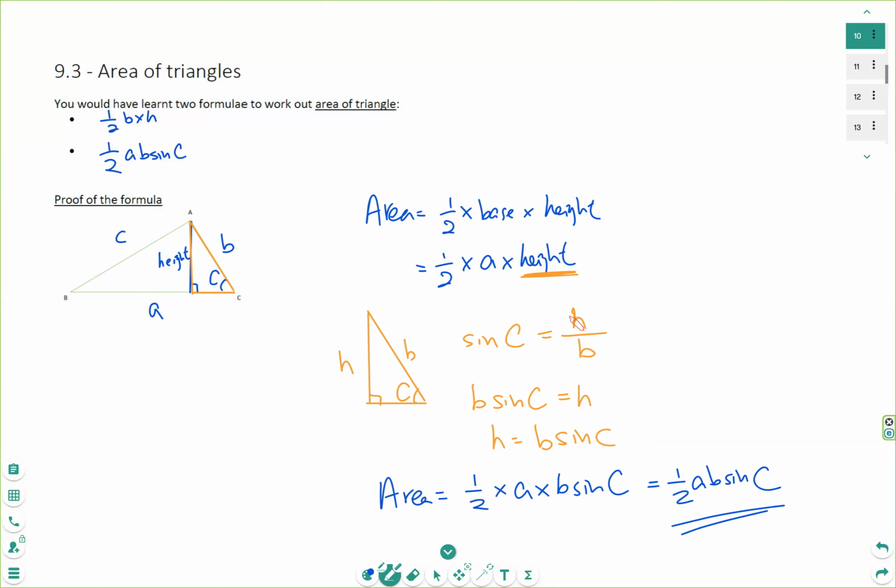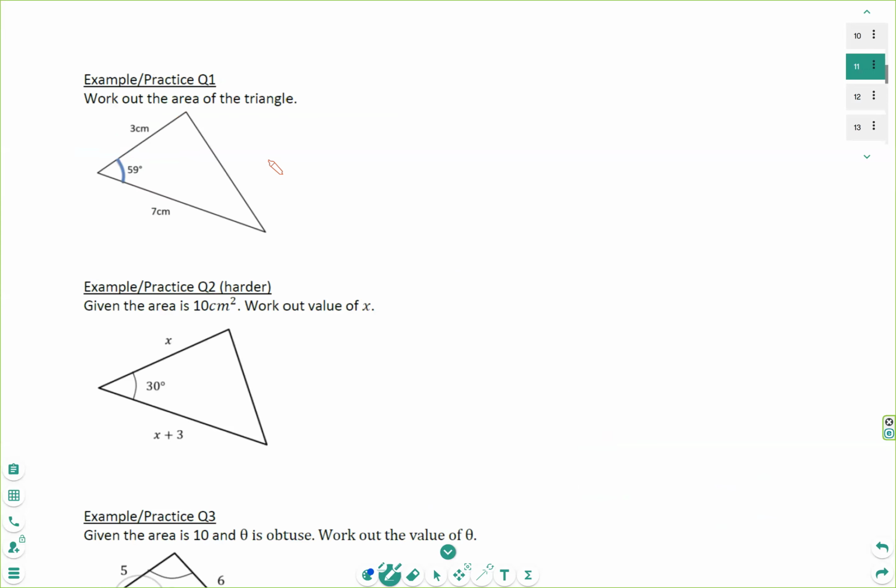It's not required, but it widens your understanding of maths. Right, next one, example or practice. Again, if you have learned all this in GCSE, you should probably know how to do a lot of them. That's why I say example slash practice. Pause the video and have a go. If you would like to finish all of them, be my guest.